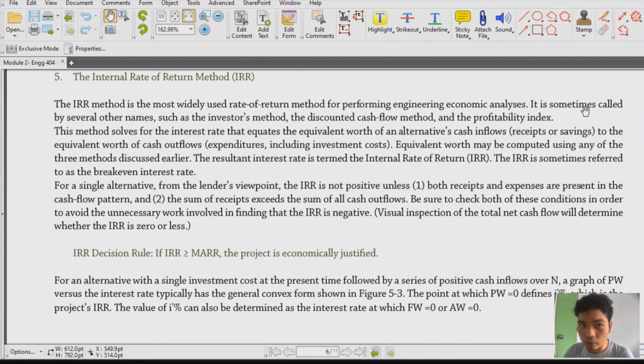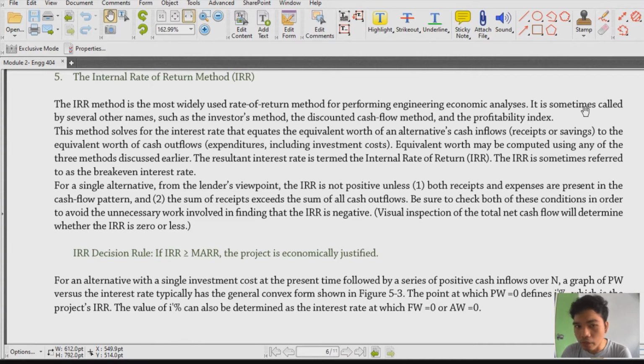Now for the next one, we'll be discussing all about the internal rate of return. This is the continuation of all the three previously mentioned MARR methods that we've discussed. So let me just read you muna yung exact definition ng IRR method natin. So this is the most widely used rate of return. So, di ba meron tayong 5 of them. So this IRR is usually the best pick kung we want to evaluate a certain project or proposal.